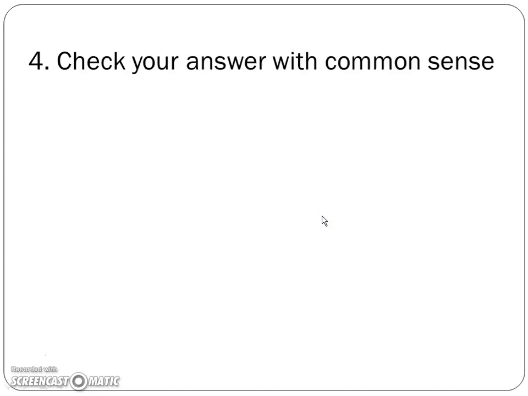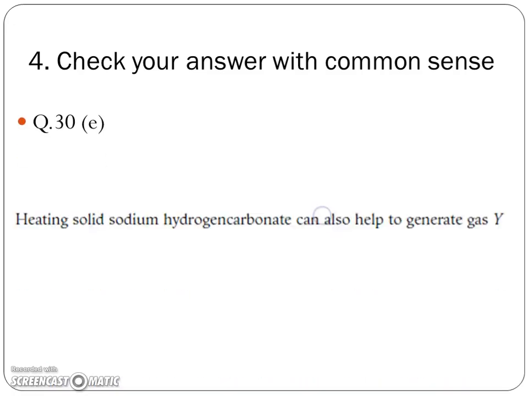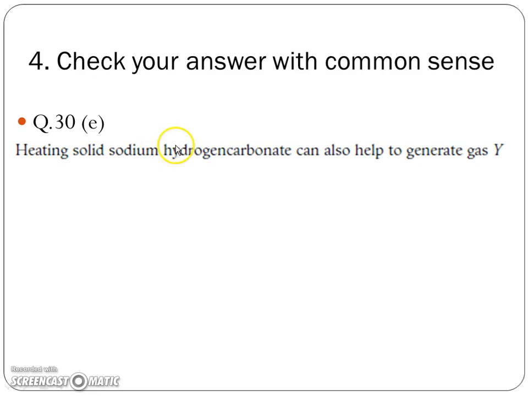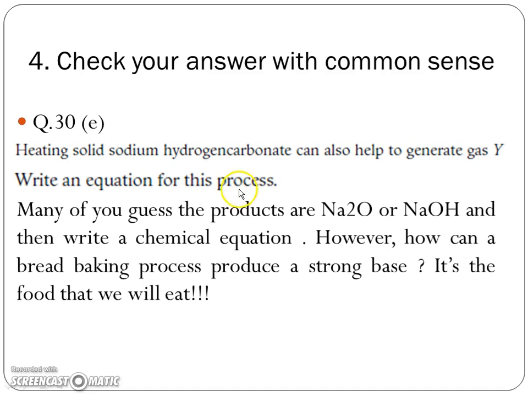Also, check your answer with common sense. For example, in question number 30E, heating solid sodium hydrogen carbonate can also help to generate gas Y, which is carbon dioxide. You are asked to write an equation for this process. So many of you guess the products are sodium oxide or sodium hydroxide, and then write a balanced chemical equation.